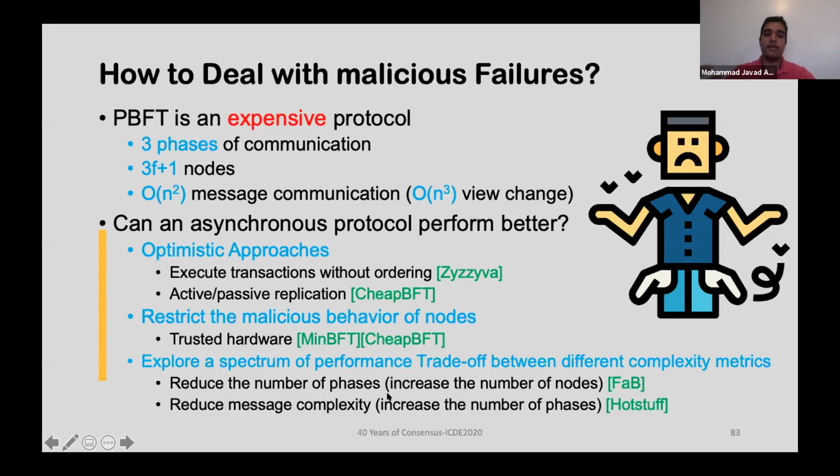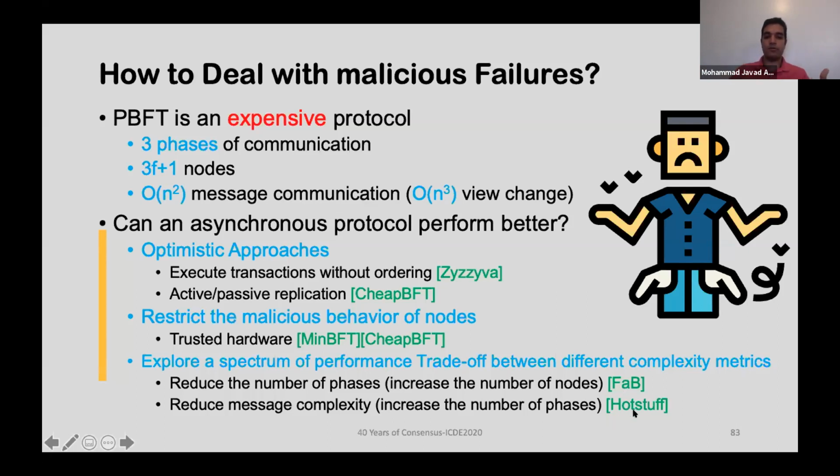Another idea is to explore a spectrum of performance trade-off between different complexity metrics. So we have 3 phases, 3f+1 nodes, and O(n²) message communication. We can play with them. We can reduce the number of phases, but on the other hand, it will increase the number of nodes. Or we can reduce the message complexity by increasing the number of phases. So we can play with these trade-offs. And these two are used in FaB and HotStuff protocols.